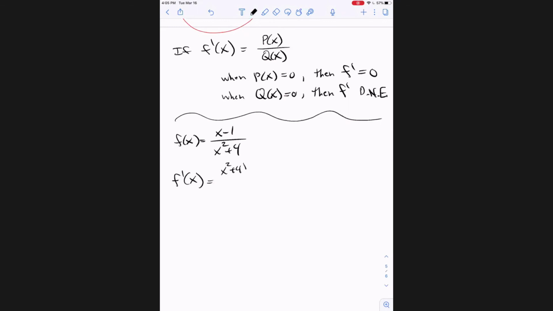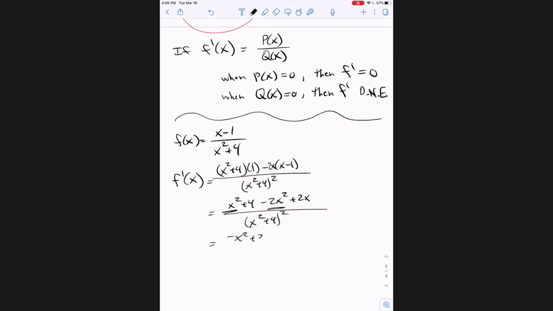Bottom times the derivative of the top, which is 1, minus top times the derivative of the bottom, which is 2x, all over bottom squared. So let's simplify the numerator. x squared plus 4 minus 2x squared plus 2x, all over (x squared plus 4) quantity squared. The x squared and the minus 2x squared combine to negative x squared plus 2x plus 4 over (x squared plus 4) squared. So that's the derivative.